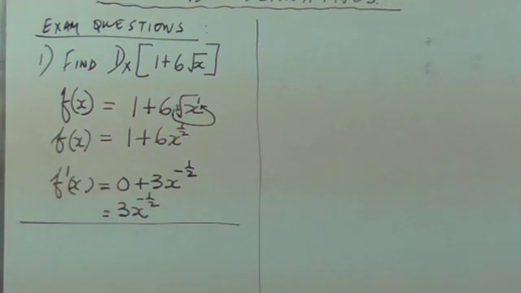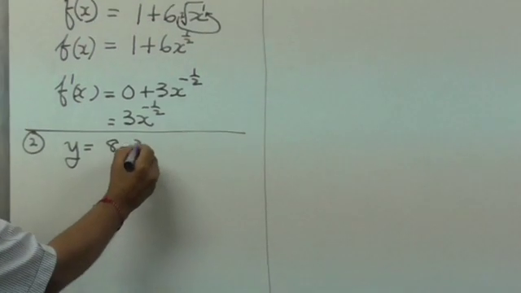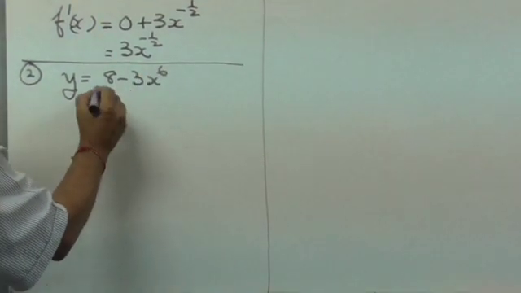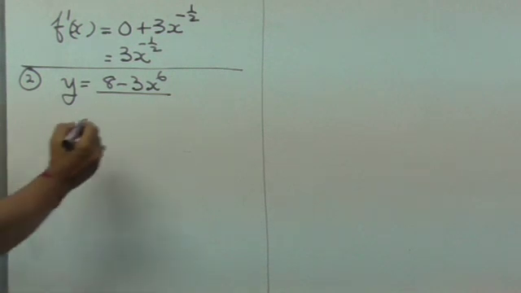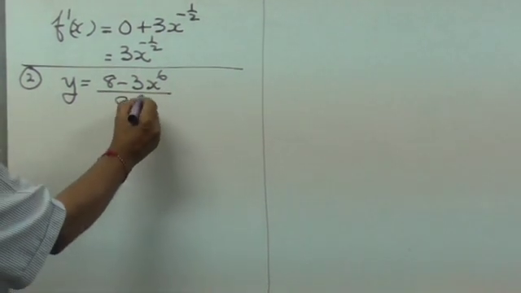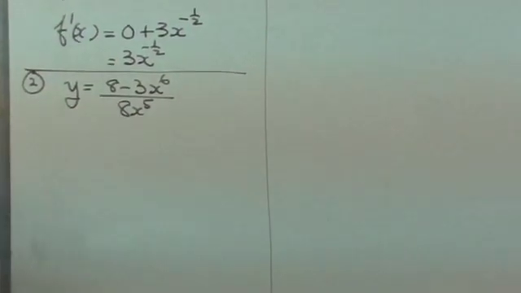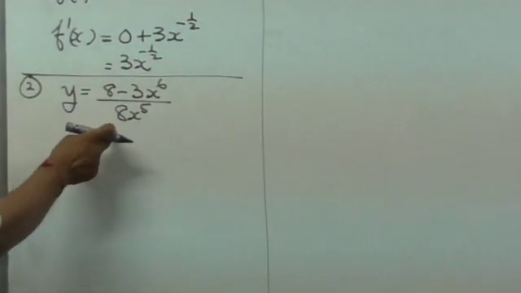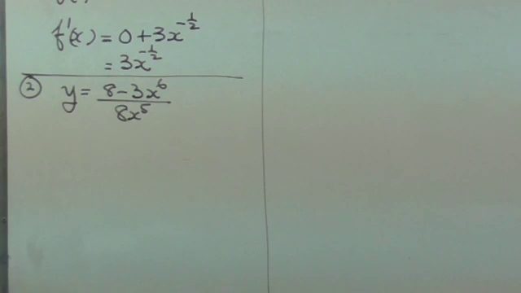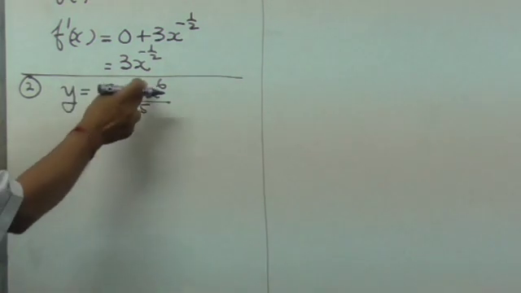Alright, now we're doing number 2. Number 2, y is equal to 8 minus 3x to the 6 all over 8x to the 5. Now, you cannot do this like this. You will have to divide.